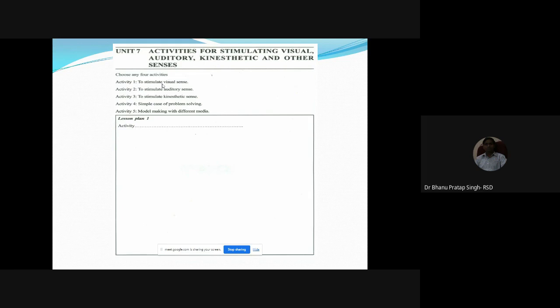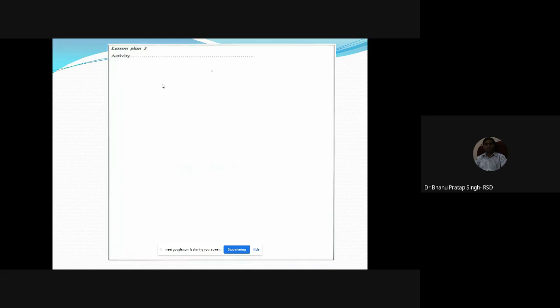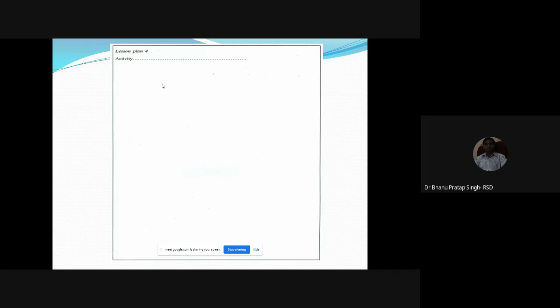As far as Unit 7 is concerned, you have to choose four activities. Five activities are given, but you have to choose four. One is stimulate visual sense, stimulate auditory sense, stimulate kinetic sense, simple case of problem solving, and model making with different media. So take any four activities, although I will show you then how one learner has completed these activities. Lesson 1, lesson 2, lesson 3, lesson 4. Why have I taken lesson 4 only? Because we have to complete only four activities.